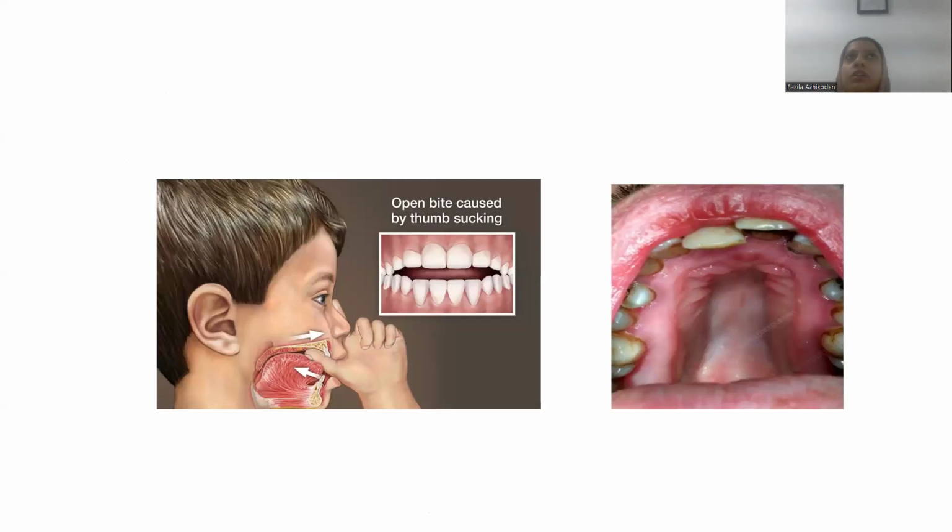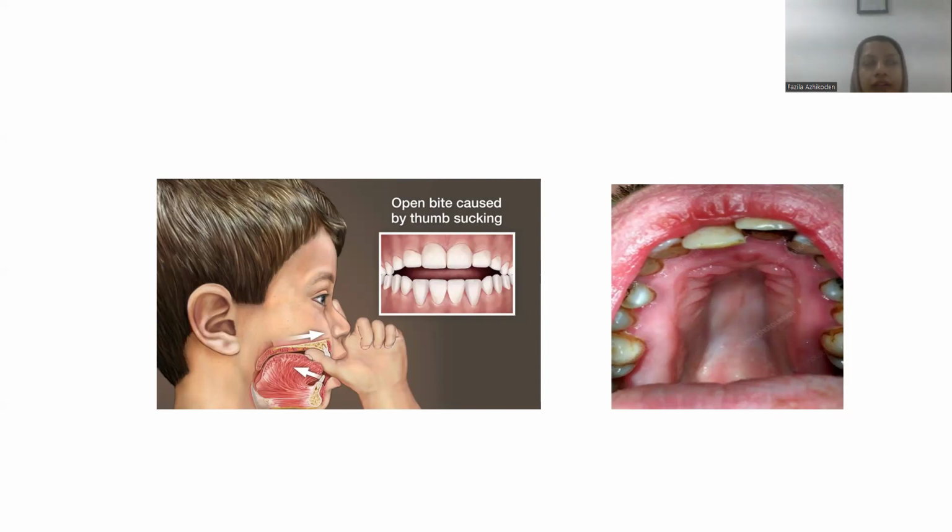Now let's see what are the effects of thumb sucking habit. The child puts the thumb or the fingers into the oral cavity, pressing against the palate. So there is more proclination of the upper teeth. Upper anteriors get more proclined, and the lower anteriors get more retroclined. As a result, there is development of an anterior open bite. The most common feature you see in a thumb sucking habit is the anterior open bite, which is caused by the proclination of the upper anteriors and the retroclination of the lower anteriors.